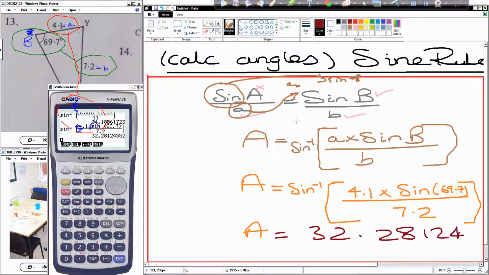32.28124... We are going to round this answer to 1 decimal place. So this one here is the decider: if it is 5 or more, you add 1. So the final answer for A is equal to 32. Now this is an angle, isn't it? Yeah.